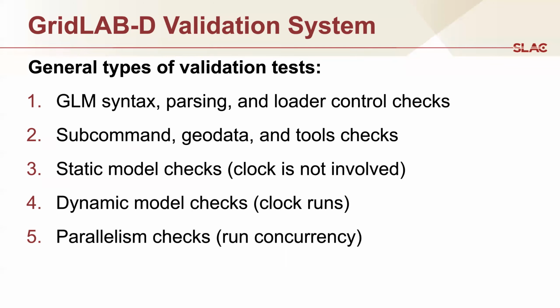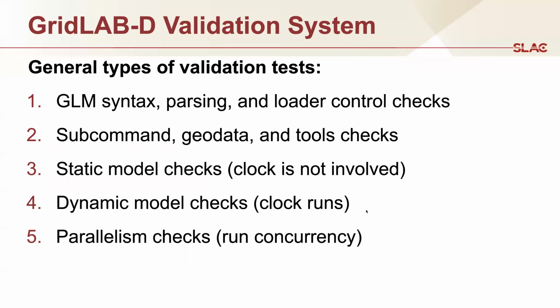Dynamic model checks are models where the clock does run, and so the output is a time series. In that case, the verification of the output against a known good output that was previously obtained is done using a different mechanism, rather than asserting that a value matches.